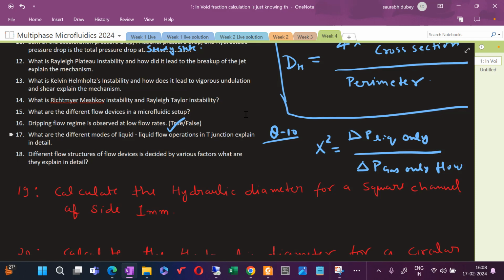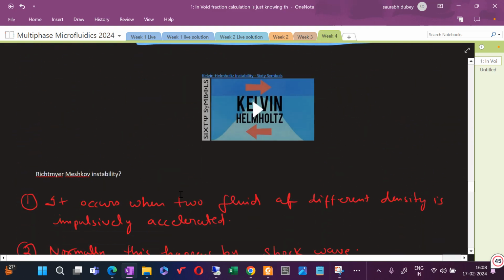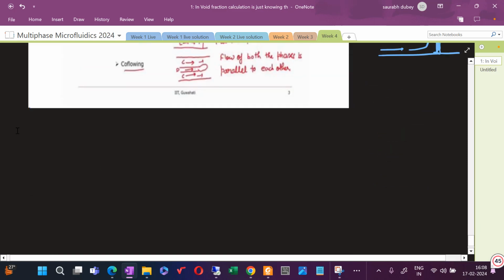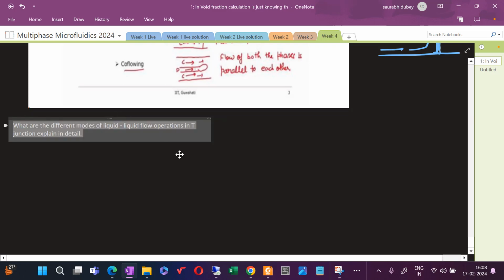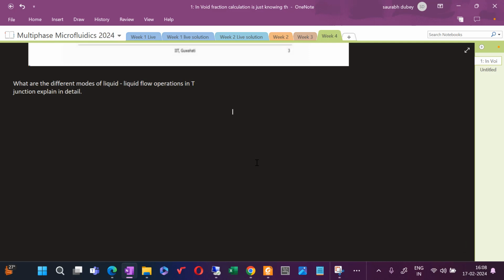Which are the different modes in the liquid flow operation in the T junction, in detail? So we will be going to detail it. Let me take the question to the point where we will be explaining it. And we are on the way to explain various things, and similar questions will be in the weekly assignments, somewhat modifications of the same concept that has been taught.